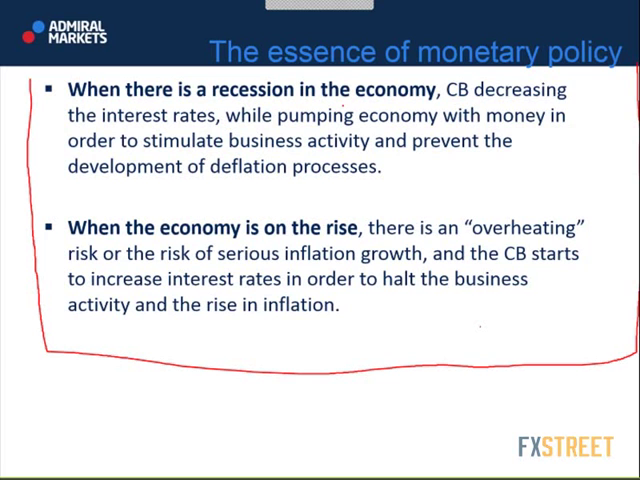So when there is a recession in the economy, when things are not going fine with the economy, it is when central banks are decreasing the interest rates. And in the meantime, they are pumping the economy with money in order to stimulate business activity and prevent the development of a deflation process. Okay.